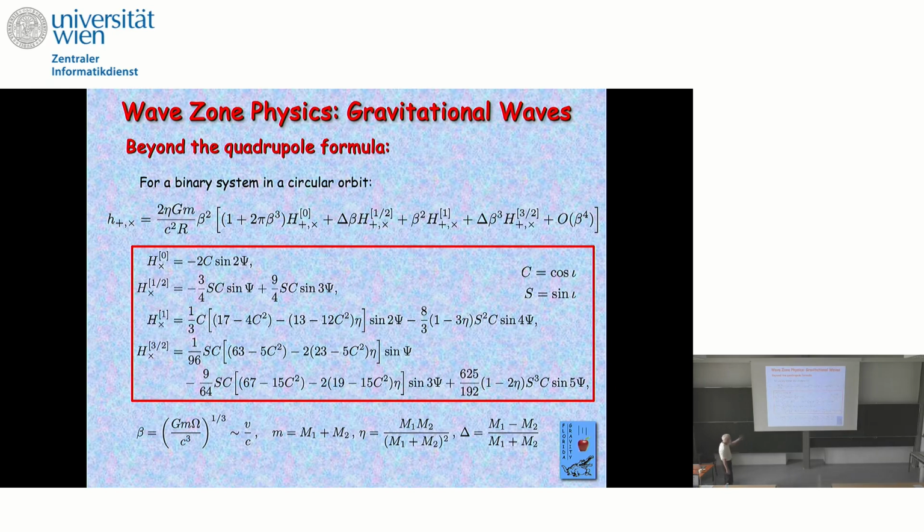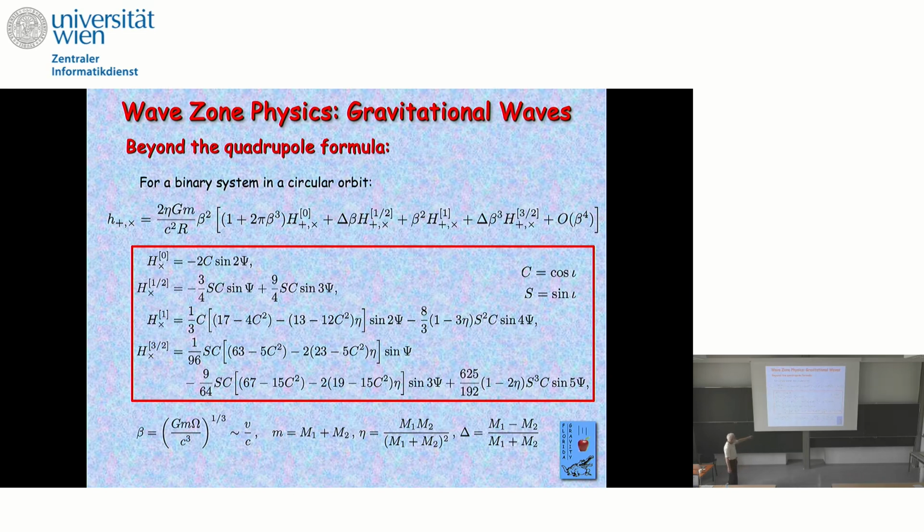For a very simple case, a two-body system, a binary system in a circular orbit, so you don't have any modulations due to eccentricity. And here I'm just going to show the cross polarization, but there's a plus and a cross. Distance to the source, the total mass of the source. Beta stands in for v over c, so this is the post-Newtonian expansion parameter, because v over c is always less than 1. But it's better to express it in terms of the orbital angular velocity, because that's directly related to the frequency of the gravitational waves, as you can see from these formulas.